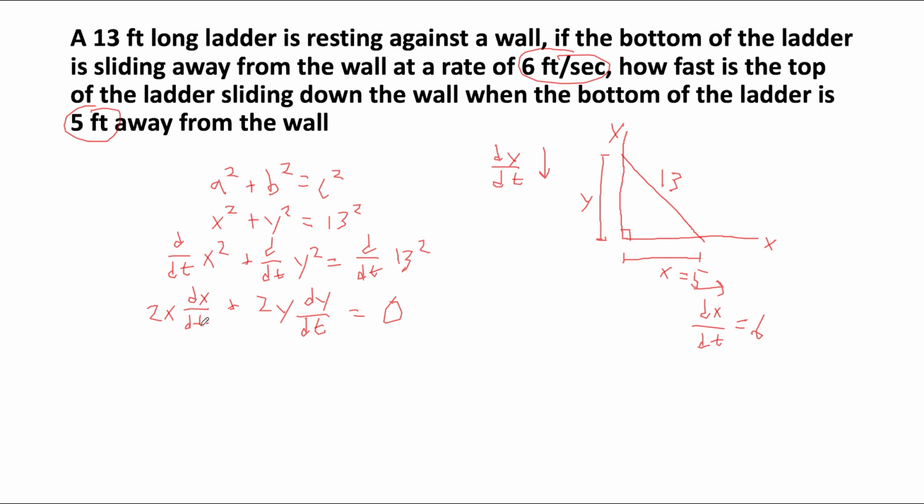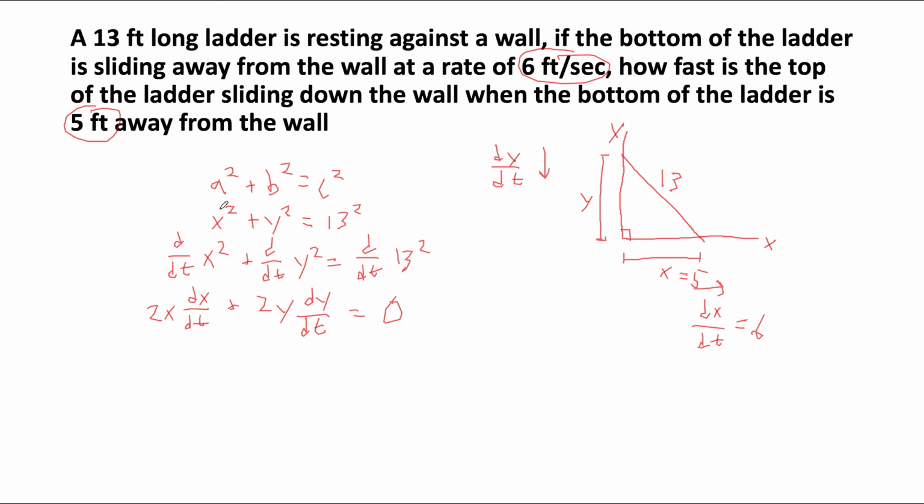And now we look at what we have and what we don't have. Once more, we have 5 for x and 6 for dx/dt, but we don't have y or dy/dt. So how do we get around this? Well, we're not going to find dy/dt right off the bat because we're solving for it, so let's look for y. And the way we would do this is by taking a look back at our Pythagorean equation here.